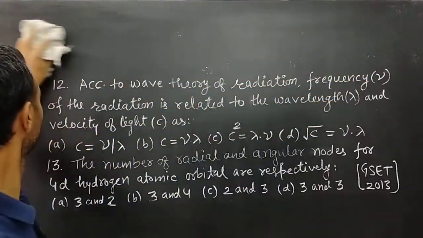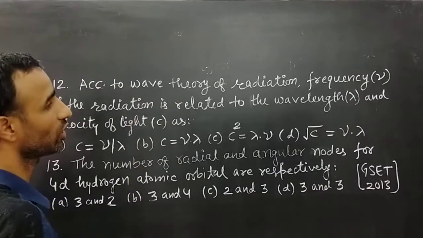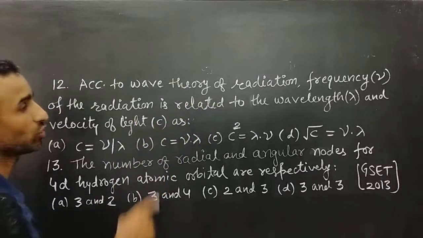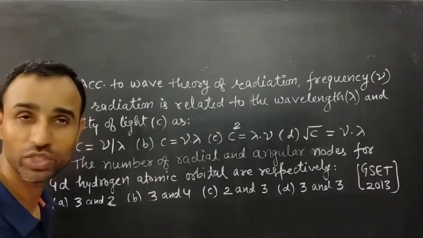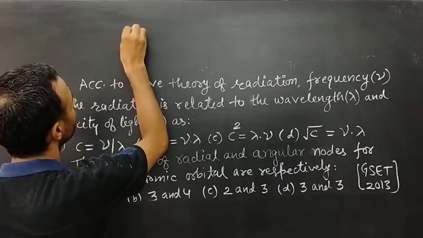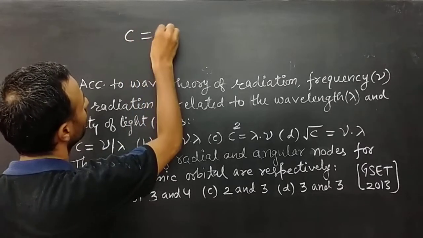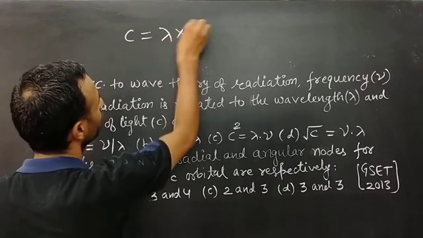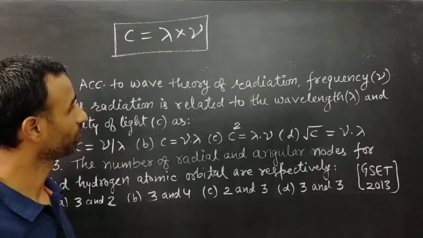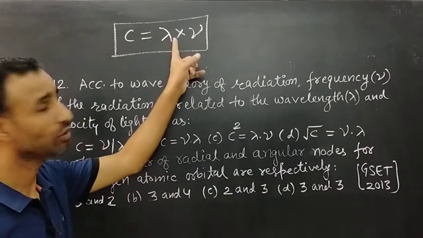So that is photoelectric effect. Now according to wave theory of radiation, frequency of the radiation is related to wavelength by which relation? So you know that c is equal to lambda into nu. This is the relation between frequency and wavelength.